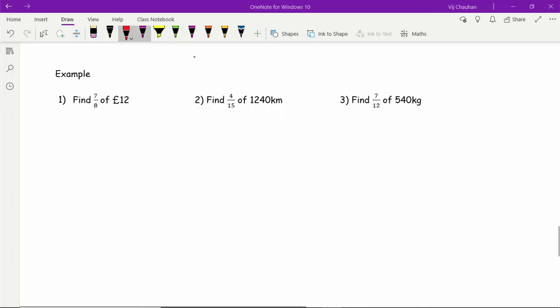So the answer for this one is going to be £10.50. Now, try not to write 10.5, because it's dealing with money, we want to make sure we're writing with 2 decimal places, so it's £10.50.